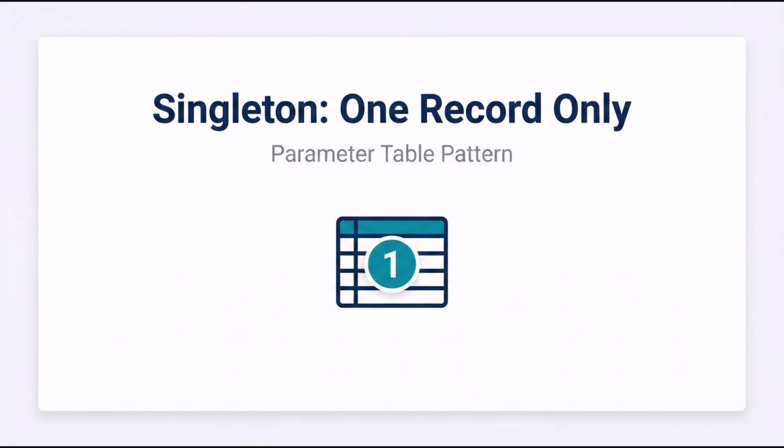Okay, so that covers the roadmap. Now let's get back to the Singleton pattern. In Dynamics, we also call this a parameter table. Basically, the goal here is to create a table that holds exactly one record, right? And we simply use that record to store global configuration for the entire module.